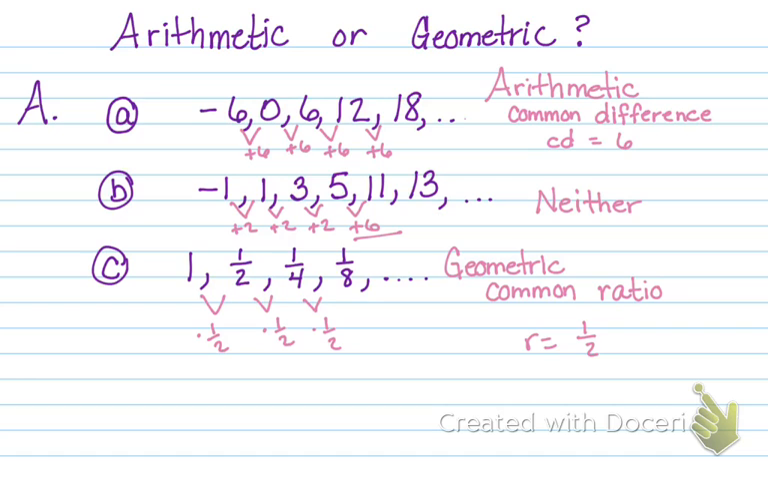C, if we multiply by a half, 1 times a half is a half, times a half is a fourth, times a half is 1/8. We get geometric because we have a common ratio of a half.